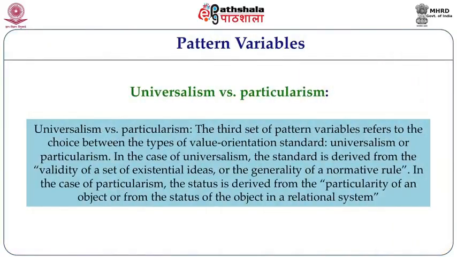The third pattern variable is the question of universalism and particularism. It basically talks about the value orientation standard, whether it should be universal in its nature, or particularistic in its nature. Universal values are those which are universally applicable, not rooted in individual cases, while the particularistic is seen in the case of a relational system. That was the difference between universal and particularistic orientation, associated with the value orientation standard, how we see our value orientation in the particular action.